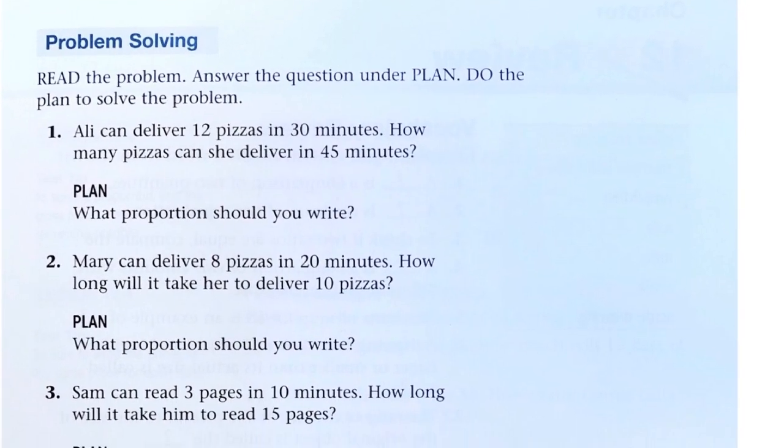So we can make sure to read the problem, answer the questions under plan, and do the plan to solve the problem. So for number 1, Ollie can deliver 12 pizzas in 30 minutes. How many pizzas can she deliver in 45 minutes? So we know how many pizzas in 30 minutes. So we've got a ratio we can plug in. So 12 pizzas in 30 minutes. Now, do we have the other side? We are given 45 minutes.